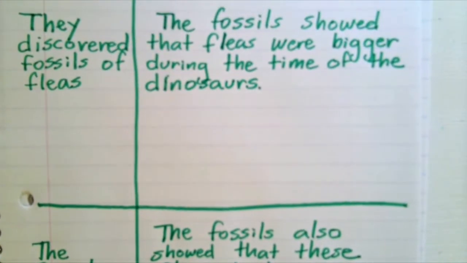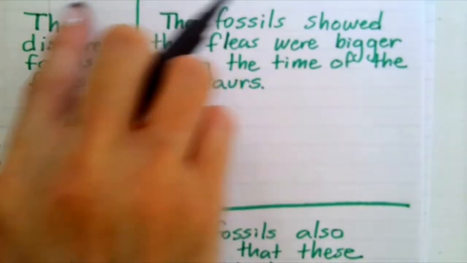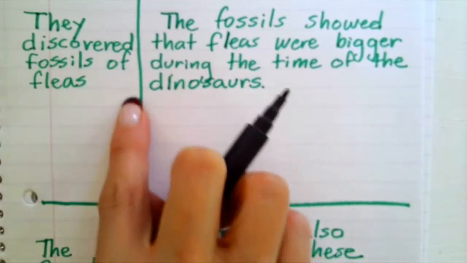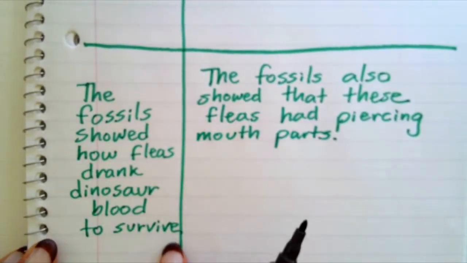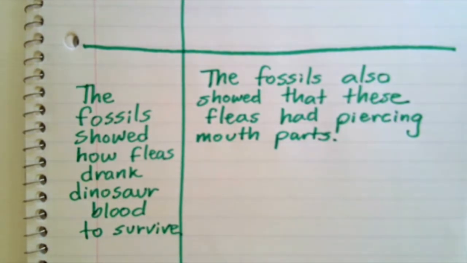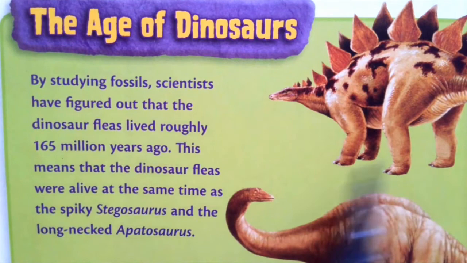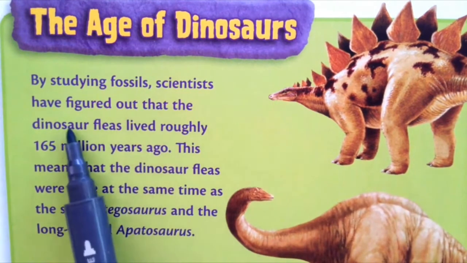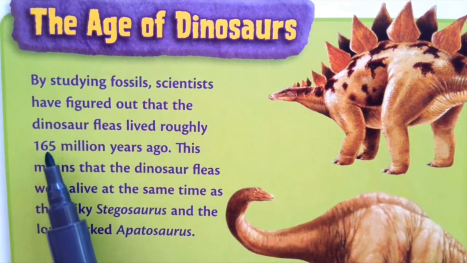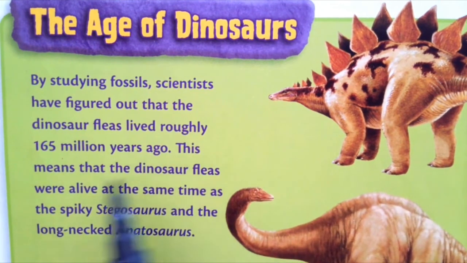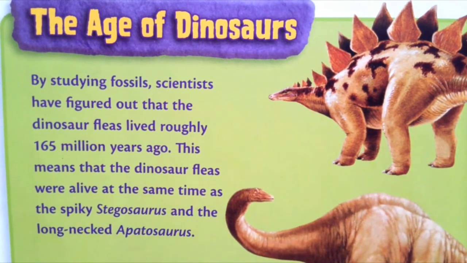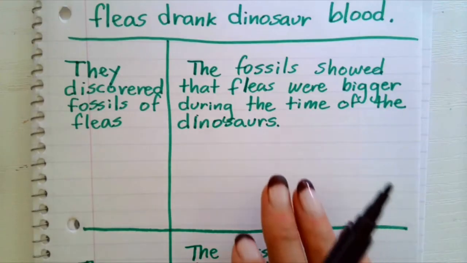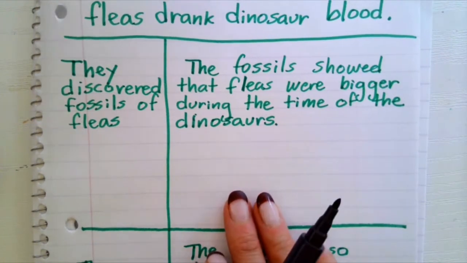Let's see if we can find any more evidence to explain or describe how fossils showed fleas lived during the time of the dinosaurs and how the fossils showed how fleas drank dinosaur blood. Here's another important piece of evidence. By studying fossils, scientists have figured out that the dinosaur fleas lived roughly 165 million years ago. This means that the dinosaur fleas were alive at the same time as the spiky Stegosaurus and the long-necked Apatosaurus. So that means the fossils showed the scientists how long ago the fleas lived.